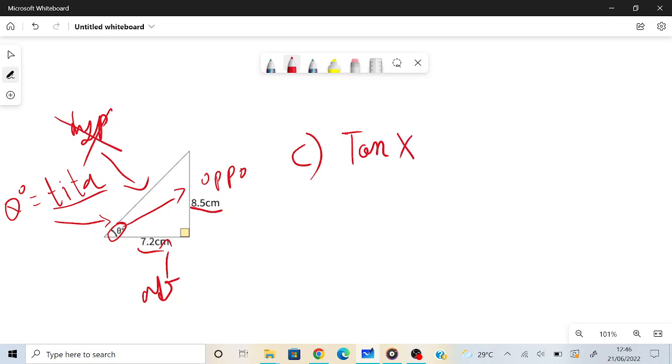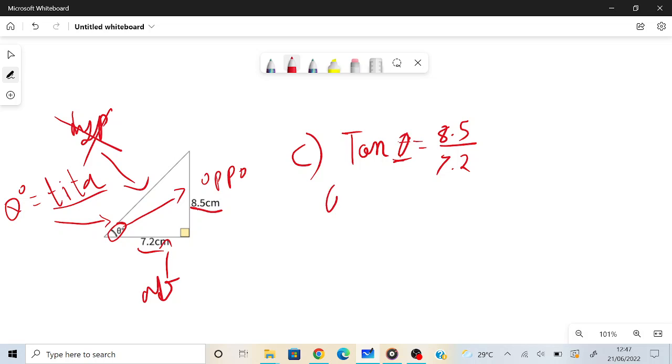tan x, or rather we can write tan theta. This can be tan theta equals opposite, which is 8.5, over our adjacent, which is 7.2. Now you may be wondering how we'll get theta, because we can't cross multiply, because our unknown is not on the right side, it's on the left.